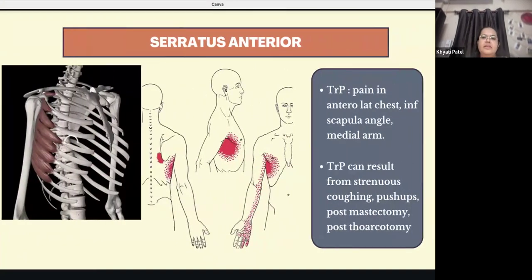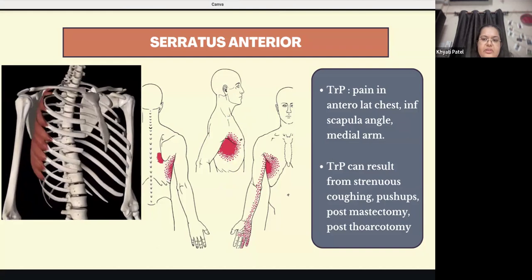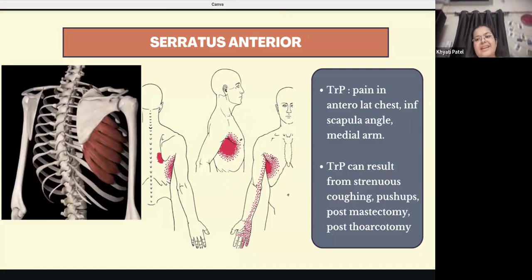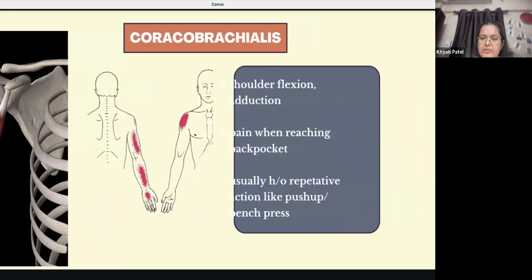Next group is serratus anterior. Trigger points in this will produce pain in the anterolateral chest wall, inferior angle of the scapula, and radiating to the medial arm. And these TRPs in the serratus anterior can result after mastectomy or post-thoracotomy surgeries. Next muscle is coracobrachialis, which is responsible for shoulder flexion and adduction. The patient will complain of pain when he or she tries to reach the back pocket. There will usually be a history of repetitive movements like push-ups or bench press.